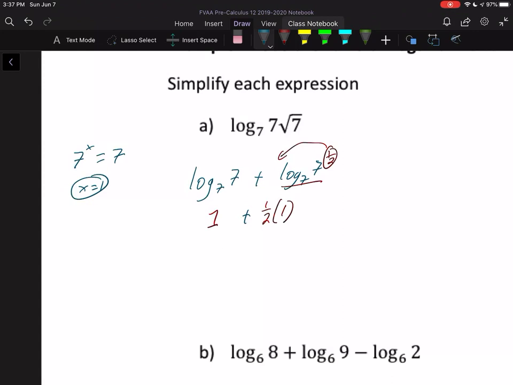And so I'm going to get 2 over 2, or 1, changed into a fraction with a common denominator, plus 1 over 2 is equal to 3 over 2, and that would be your final answer. Okay, so we use our log rules to get an answer by expanding our expression.